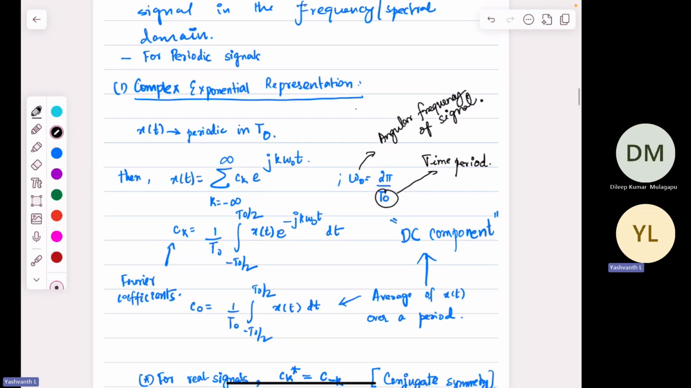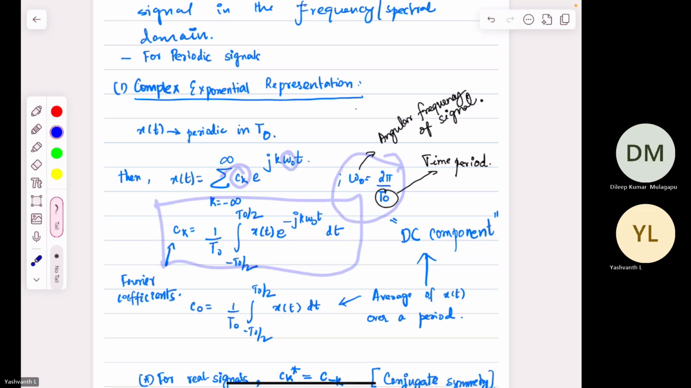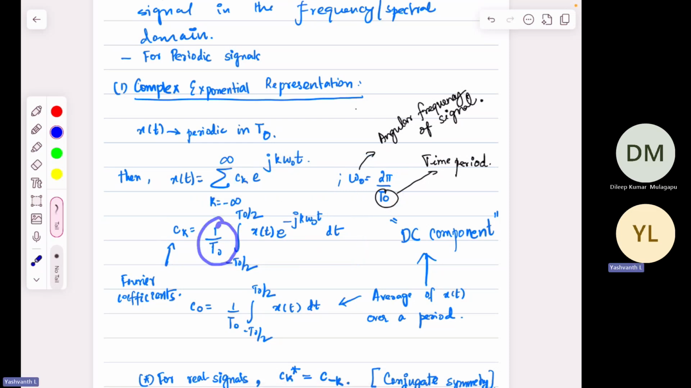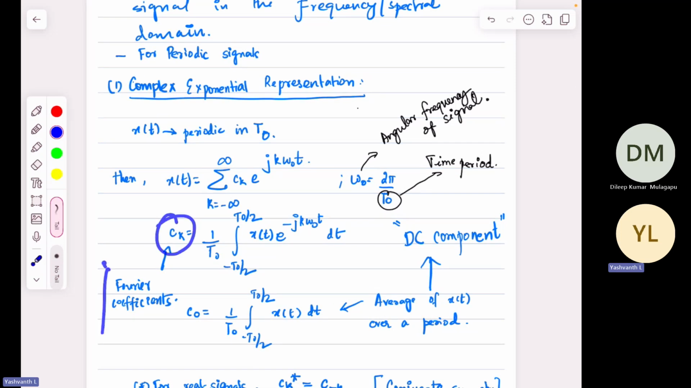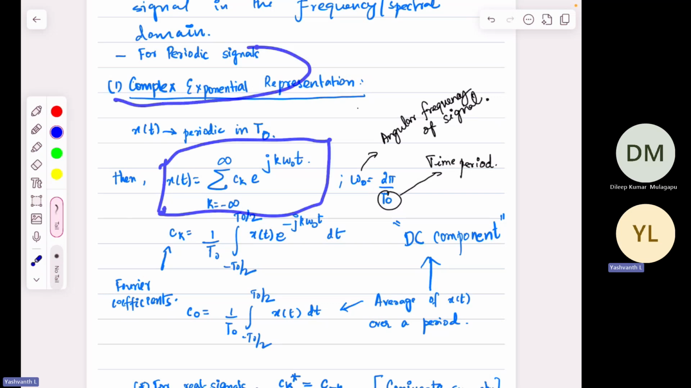That is, any continuous time domain periodic signal can be represented as an infinite summation over ck e power jk omega naught t, where omega naught is the angular frequency and ck is evaluated by this integration here. That is, 1 by t naught integral from minus t naught by 2 to plus t naught by 2 of x of t e power minus jk omega naught t dt. These ck's are called the Fourier coefficients. So this is called the Fourier series representation.